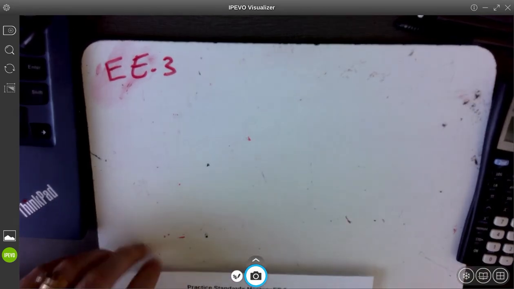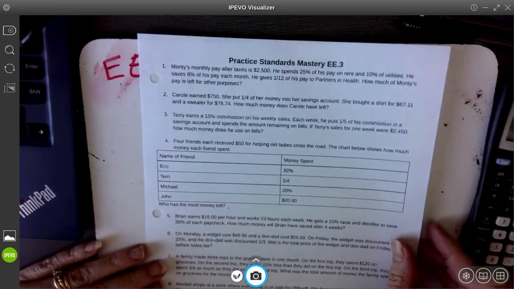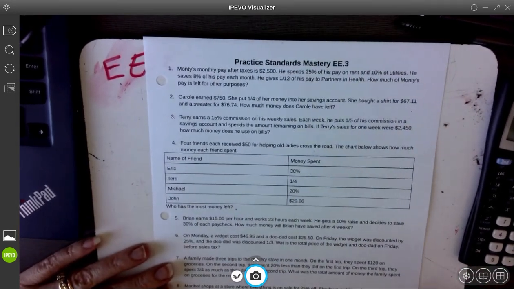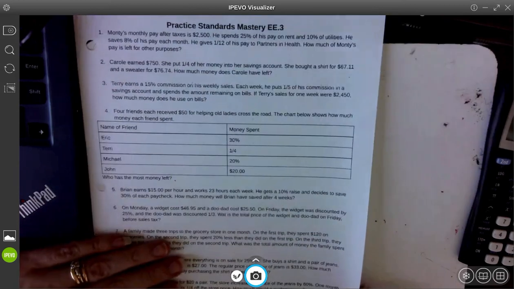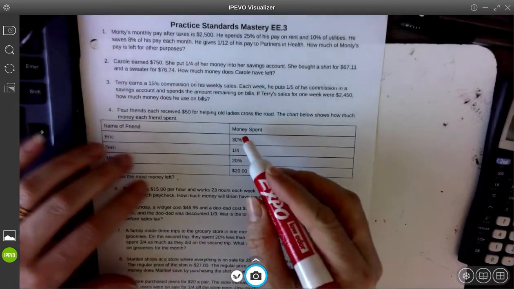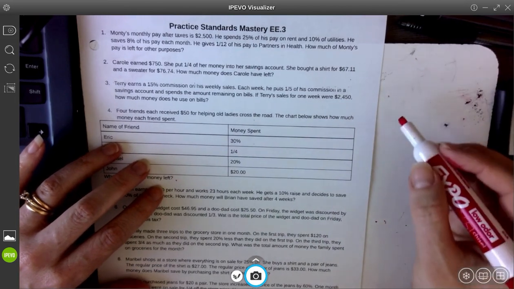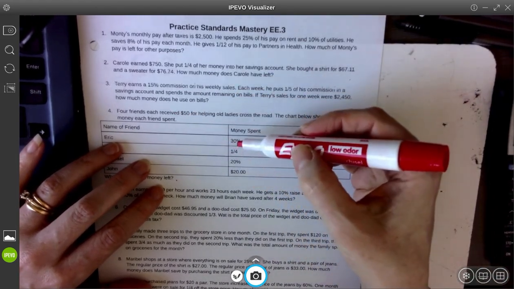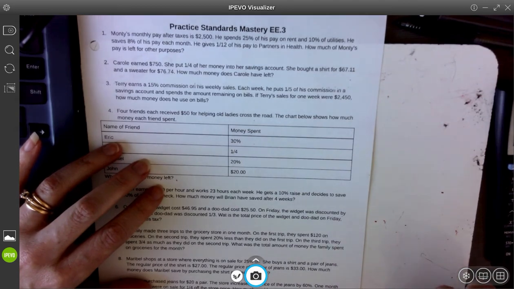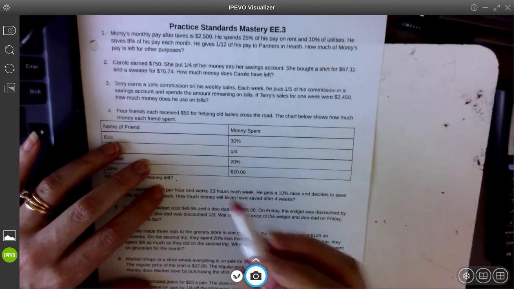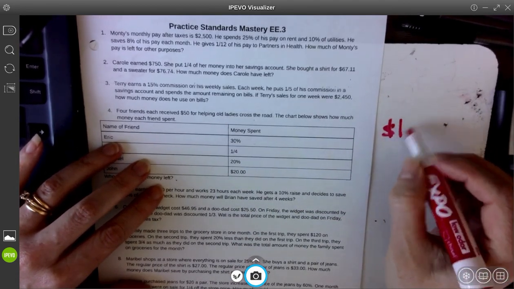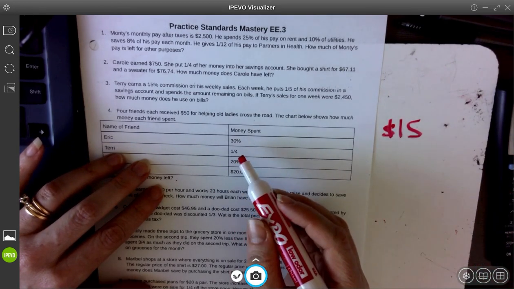All right. 4 friends are helping old ladies cross the road and getting $50 each. The chart shows how much money each friend spent. So of the $50, Eric spent $30. So right away, I'm going to start calculating. So 30% of $50, I'm going to take 10%, which is 5, and multiply it by 3. So Eric spent 15.